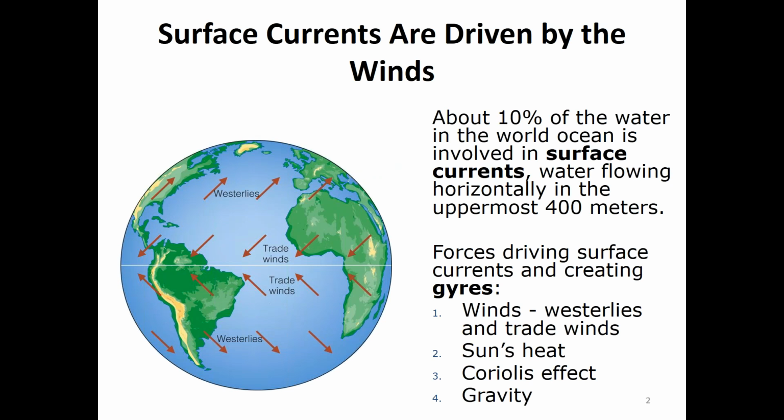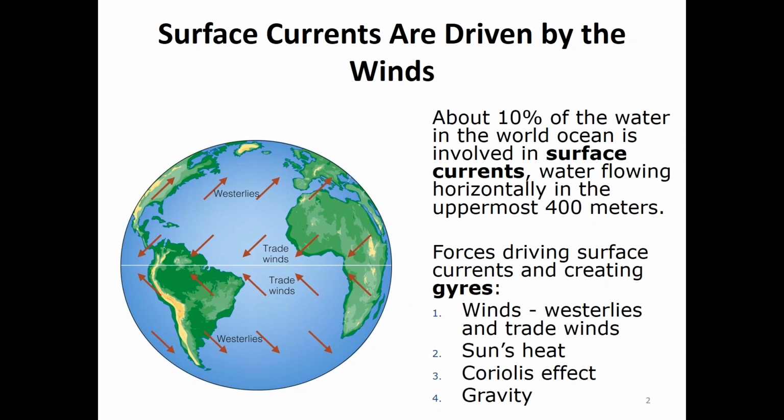Currents in the surface of the ocean are driven by the surface winds. If you remember, the trade winds are the surface winds of the Hadley cells, those convection cells in the atmosphere that are on both sides of the equator. And the westerlies are the surface winds of the Ferrel cells, those atmospheric convection cells in the mid-latitudes. About 10% of the water in the ocean is involved in these surface currents that are driven by the winds. These surface currents are water flowing in the ocean horizontally, usually within the upper 400 meters of the ocean.